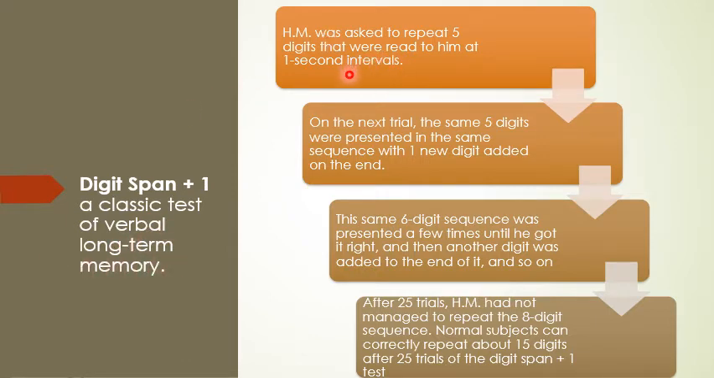The process is that HM was asked to repeat 5 digits that were read to him at 1 second intervals. On the next trial, the same 5 digits were presented in the same sequence with one new digit added at the end. This same 6-digit sequence was presented a few times until he got it right, and then another digit was added to the end of it, and so on. After 25 trials, HM had not managed to repeat the 8-digit sequence. Normal subjects can correctly repeat about 15 digits after 25 trials of the digit span plus 1 test.